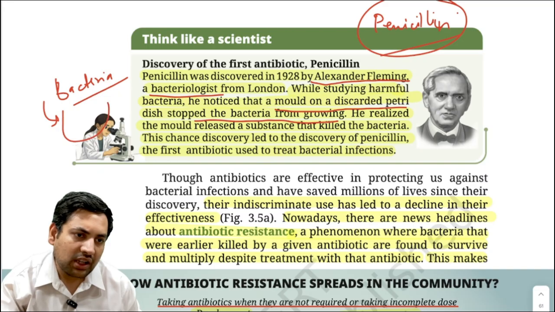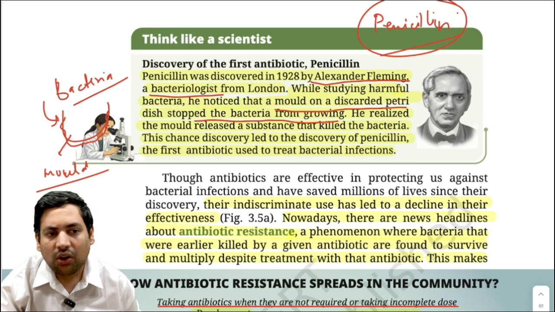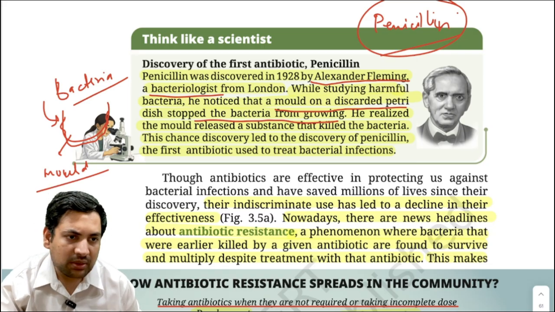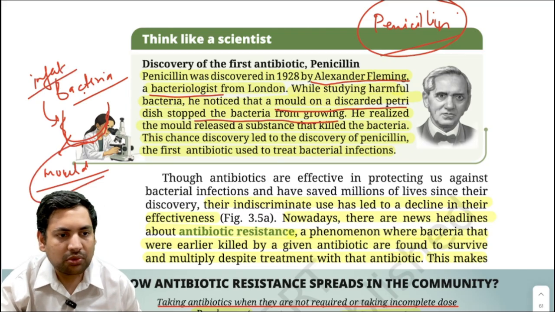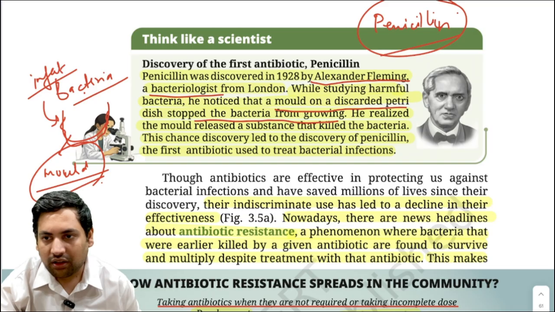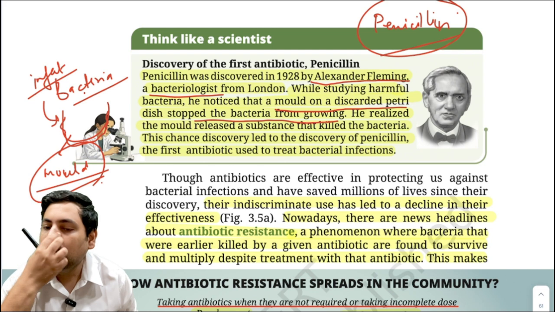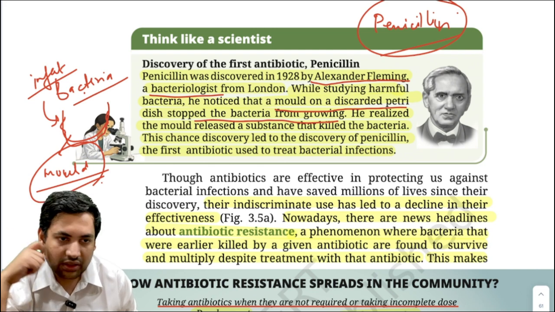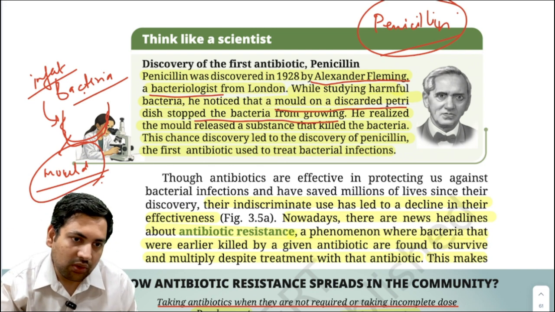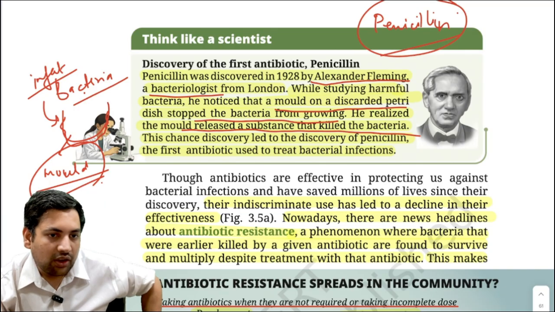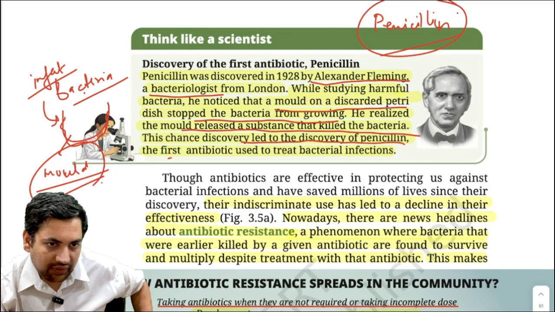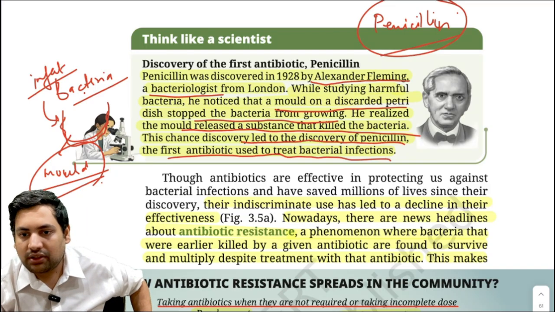So there was a petri dish that was discarded. Now it had developed mold. Somehow he observed that because there is some mold present, this bacteria was not able to infect it. This surprised him, that how this mold was protecting itself from this bacteria. Correct. Mold, as we understood in the earlier chapter, is an example of a multicellular fungus. So he realized that the mold is actually releasing a substance that killed the bacteria. So this led to the discovery of penicillin, the first antibiotic used to treat bacterial infections.